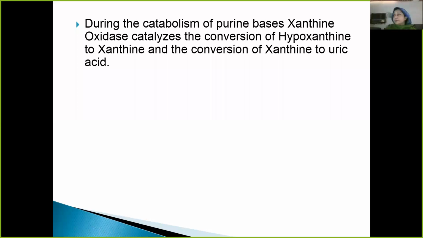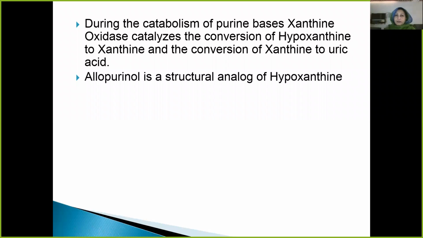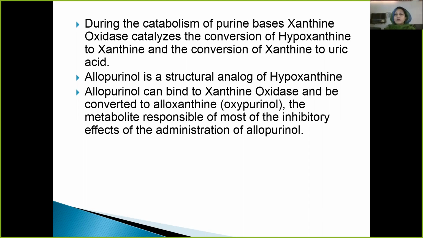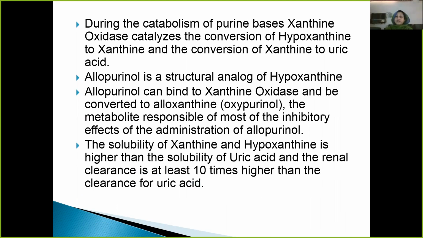During metabolism of purine bases, xanthine oxidase catalyzes the conversion of hypoxanthine to xanthine and the conversion of xanthine to uric acid. Allopurinol is a structural analog of hypoxanthine, and it can bind to xanthine oxidase and be converted to alloxanthine, the metabolite responsible for most of the inhibitory effects of administration of allopurinol. The solubility of xanthine and hypoxanthine is higher than the solubility of uric acid, and the renal clearance is 10 times.